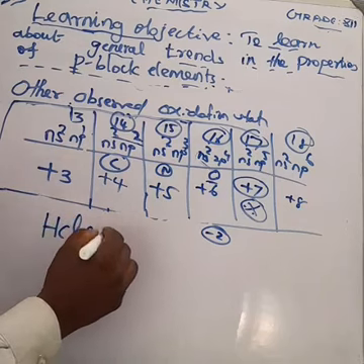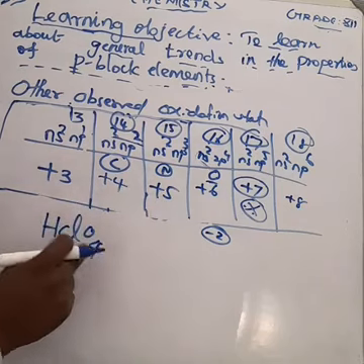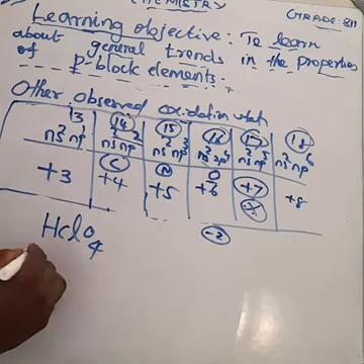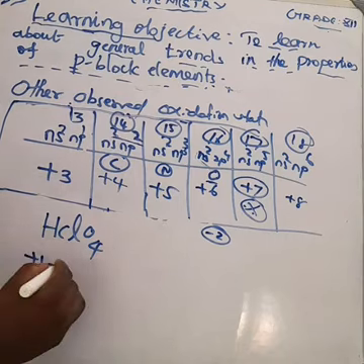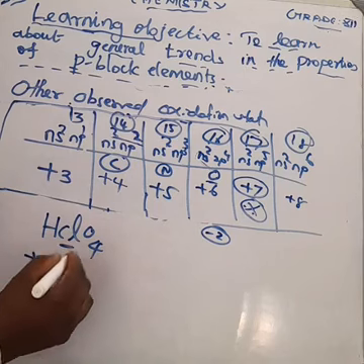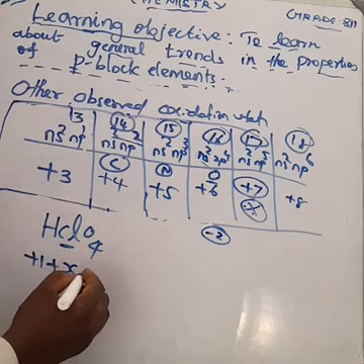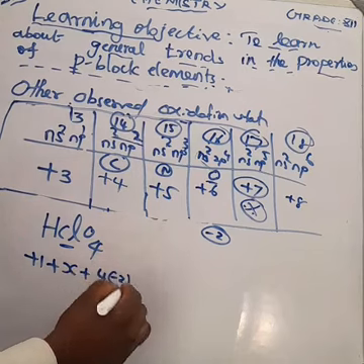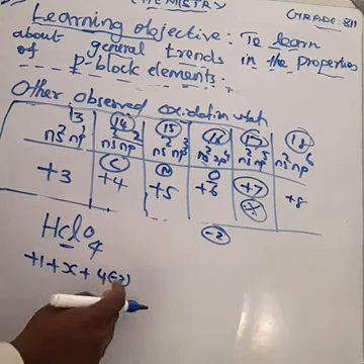HClO4, the name of the compound is perchloric acid. HClO4. Here, for hydrogen, all of you know that it is plus 1. Am I right? Plus 1 plus the halogen, which we take as X, that is chlorine is X, plus how much oxygen is there? 4 oxygen. 1 oxygen is minus 2. Am I right? The total is equal to 0.